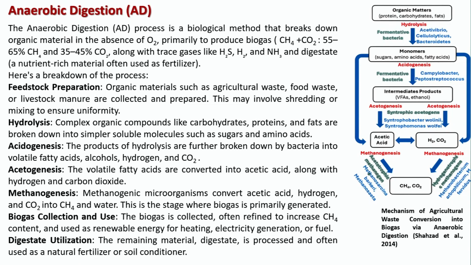And what is that breakdown process? If you look at this flow chart, the things have been depicted very nicely. We need to have feedstock preparation. I am talking about residues which have protein, cellulose, hemicellulose and lignin. So those materials, agriculture waste or livestock manure, are collected and prepared, and this may involve shredding or mixing to ensure uniformity. That has to be done.